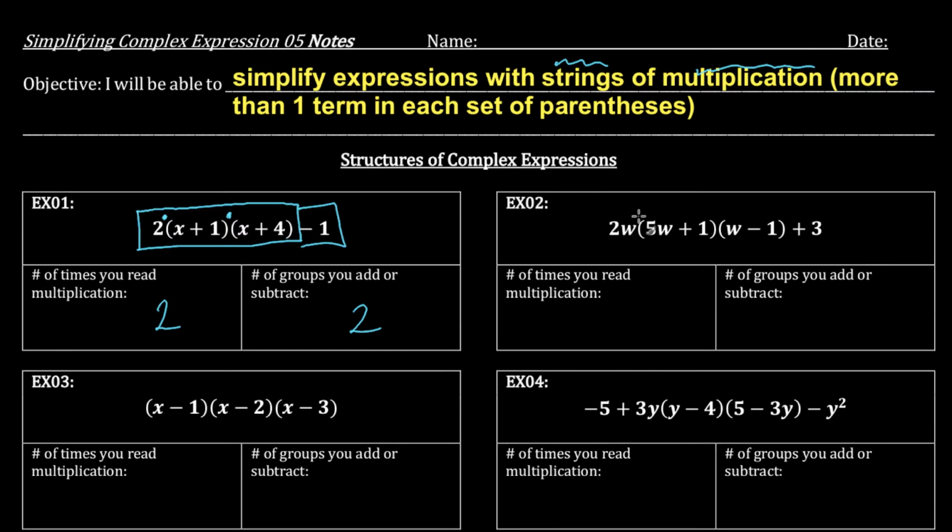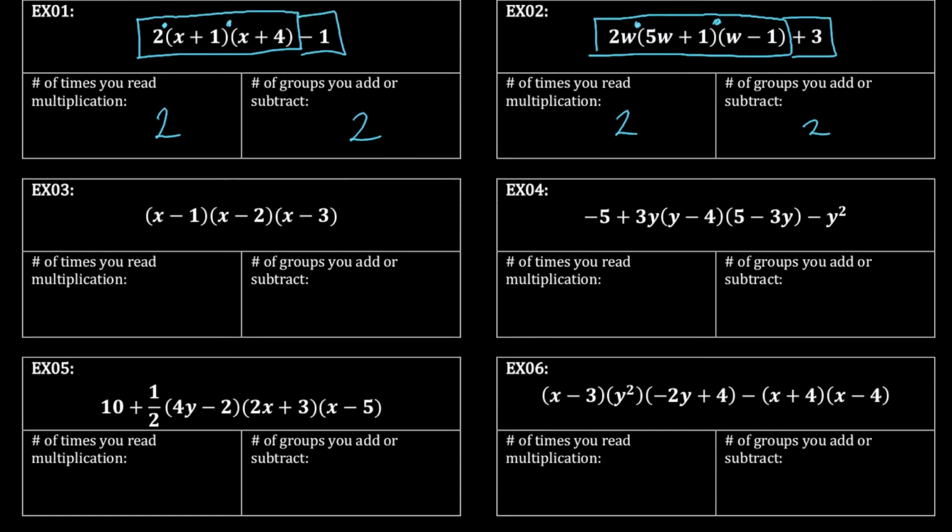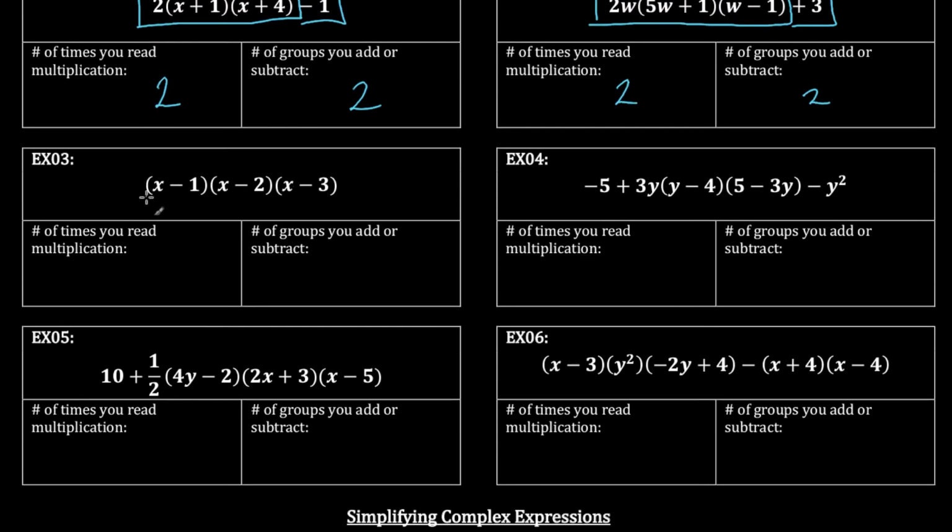Let's look at example 2. 2w times (5w plus 1) times (w minus 1), plus 3. So we have 2w, we multiply by all of this, and then we add 3. So we have 2 multiplications, 2 groups again. If you prefer, I will write the 1 here: 1 times (x minus 1) times (x minus 2) times (x minus 3). So I start off with 1 and I multiply by all this, and I never add or subtract anything else. So I have 3 multiplications, 1 large group.